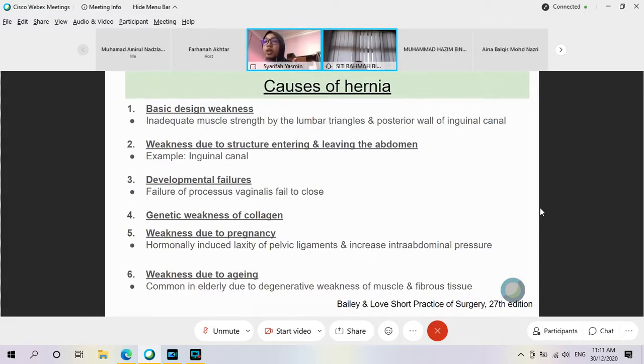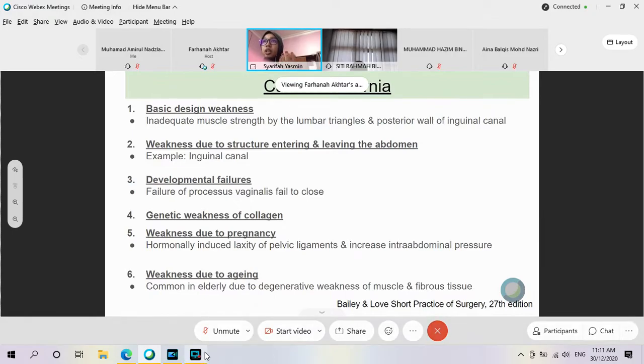The posterior wall of the inguinal canal, if you remember what we learned last time, has an opening which is the deep inguinal ring. The deep inguinal ring is the weaker part of the posterior wall of the inguinal canal.